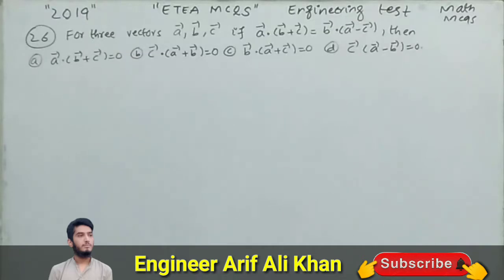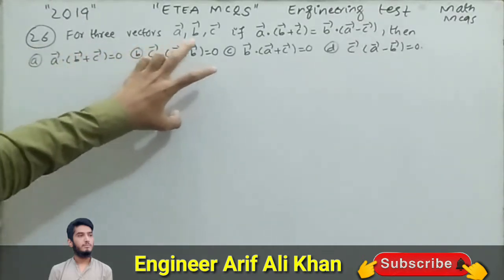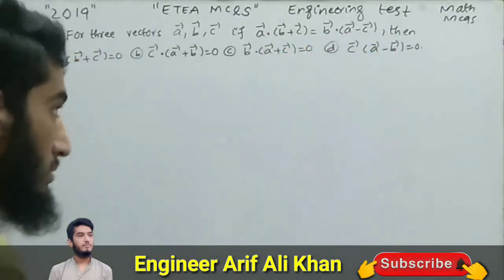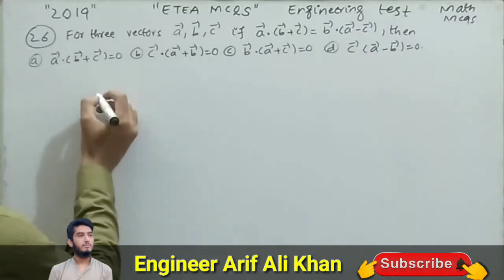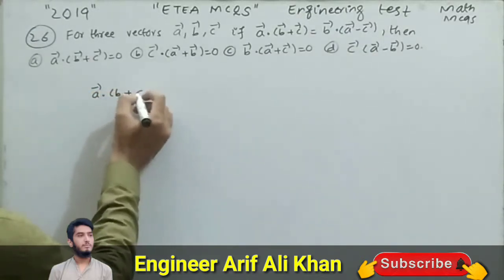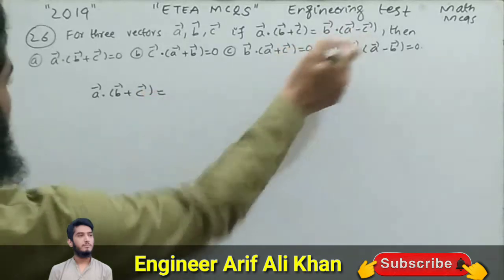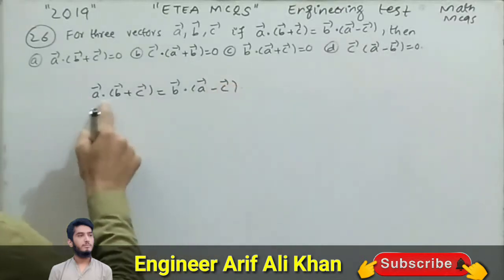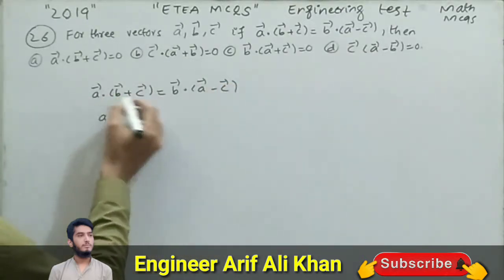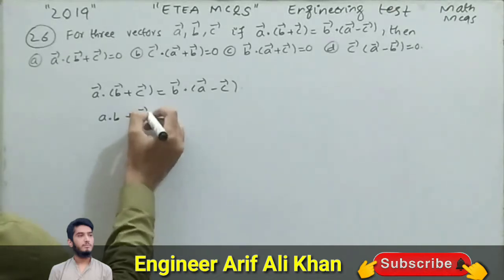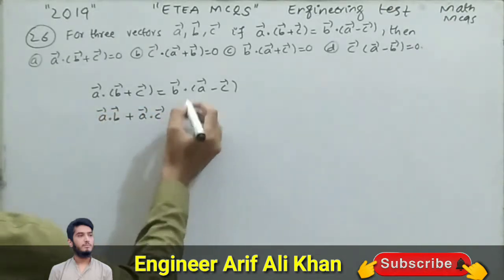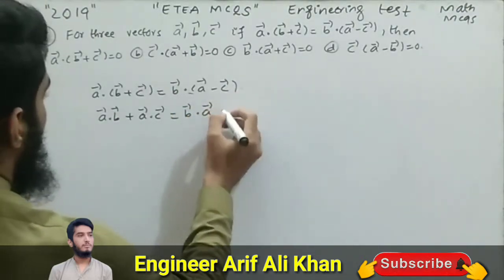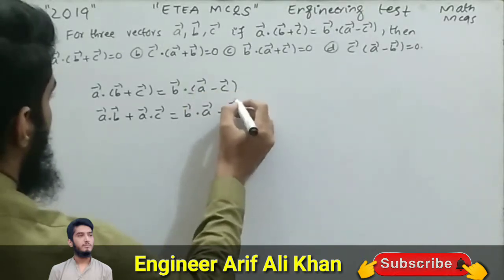Now move to the next MCQ number 26. It tells that for three vectors A, B, C, if A dot (B plus C) is equal to B dot (A minus C), then which condition is true? Taking the given condition that A dot (B plus C) is equal to B dot (A minus C), multiply A with B, it becomes A dot B. A multiplied with C gives us A dot C. After this B multiplied with A, and B multiplied with minus C, we can write it as B dot C.